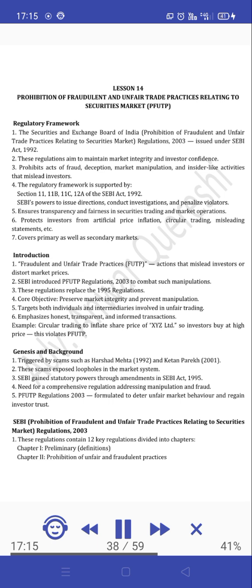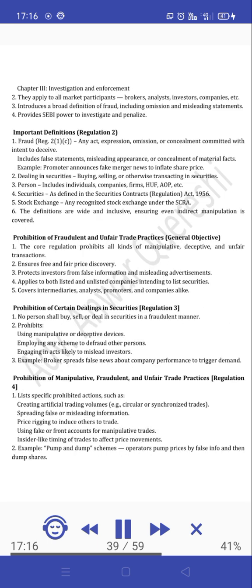SEBI Prohibition of Fraudulent and Unfair Trade Practices Relating to Securities Market Regulations, 2003. 1. These regulations contain 12 key regulations divided into chapters. Chapter 1: Preliminary, Definitions. Chapter 2: Prohibition of Unfair and Fraudulent Practices. Chapter 3: Investigation and Enforcement.